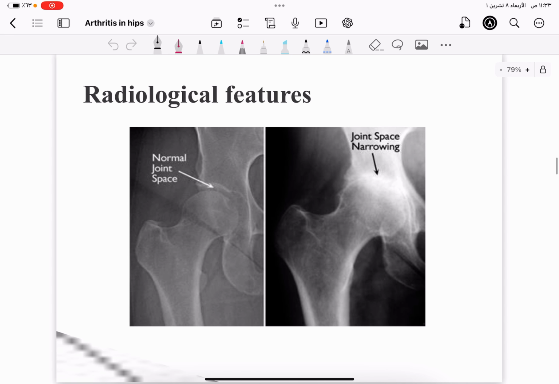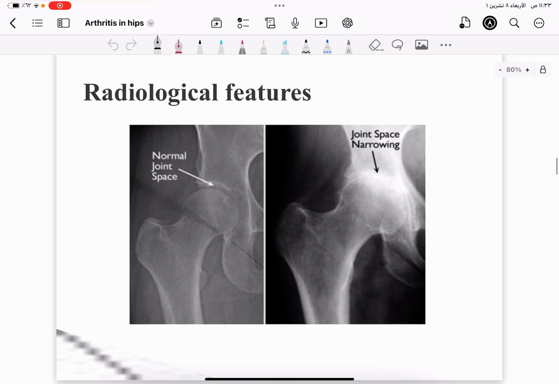That's the normal joint space. You look at this one, the one on the right, you can see the joint space almost obliterated. You can start seeing the cyst formation, the sclerosis, the bones become wide because you start getting dead bone. You start getting the osteophyte at the other end. And this is how the X-ray looks. This is the feature.